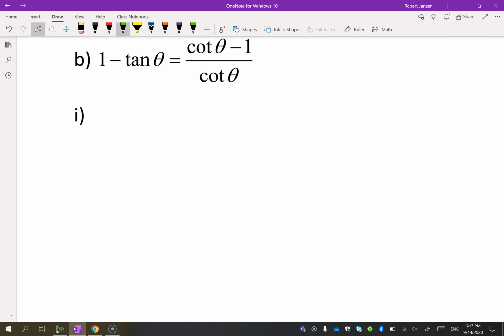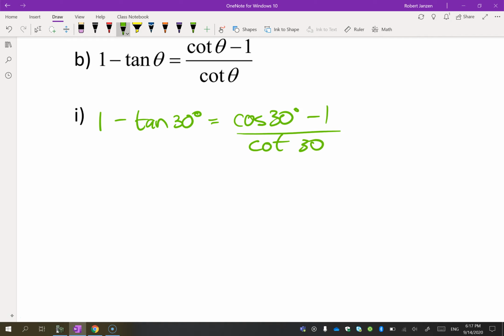So first we're supposed to verify for theta is 30. So I'm going to go 1 minus tan of 30 equals cotan 30 minus 1 over cotan 30. So what is tan of 30? Do you remember that that is 1 over root 3? And if tan of 30 is 1 over root 3, then cotan of 30 will be root 3, the reciprocal.